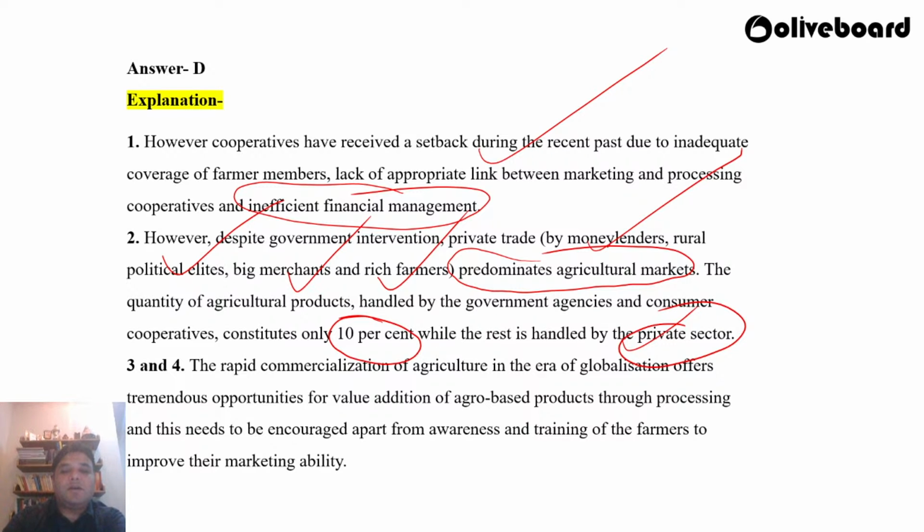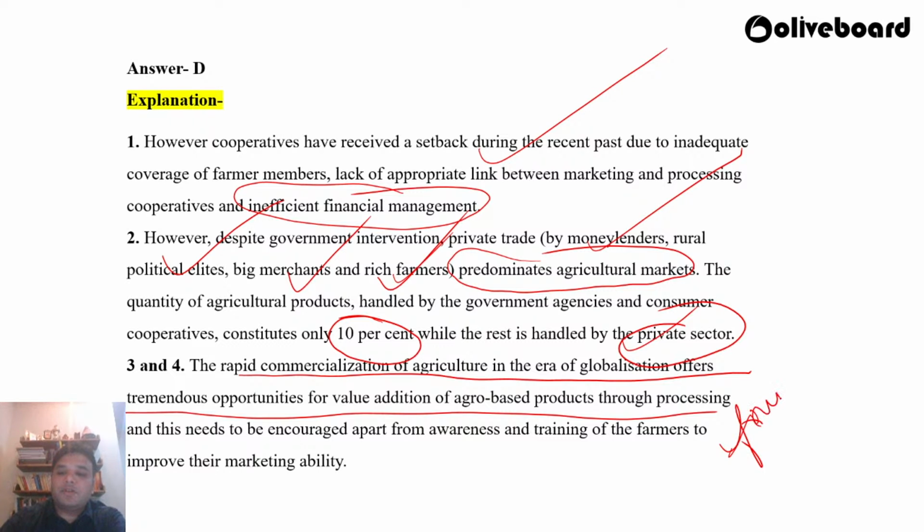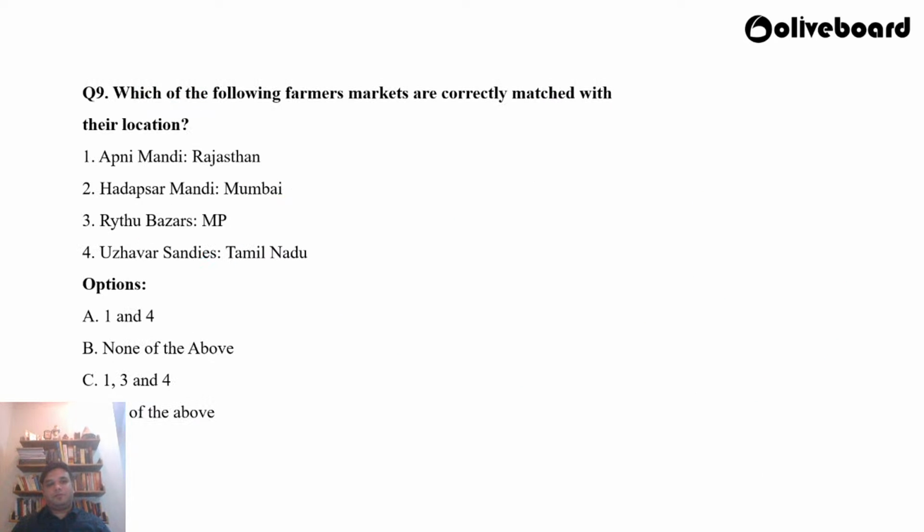ये वाला private sector, right? Rich farmers, big merchants, political elite. So penetration नहीं हुआ है. Penetration of the rural banking system and the cooperatives has not happened to the extent to which it was expected. And rapid commercialization of agriculture in the era of globalization offers tremendous opportunities for value addition of agro based products जैसे fruit processing industry हो गई, right, या mega food parks हो गए, right? So the answer is D.